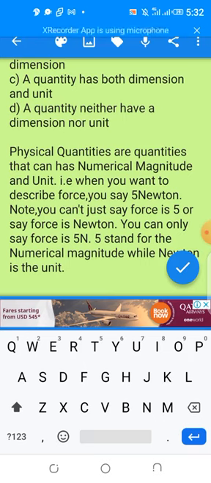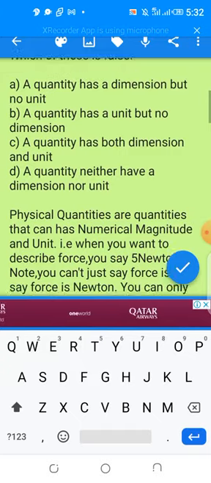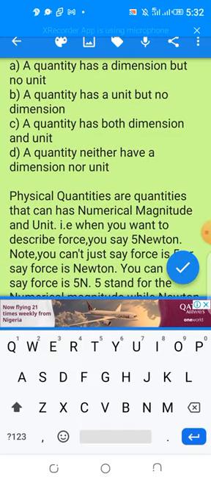Another one is velocity ratio. Another one is mechanical advantage. There are many like that. So they don't have dimension, they don't have unit. But any quantity that has dimension must have unit. It's very important. Any quantity that has dimension must have unit. So A is the correct answer.